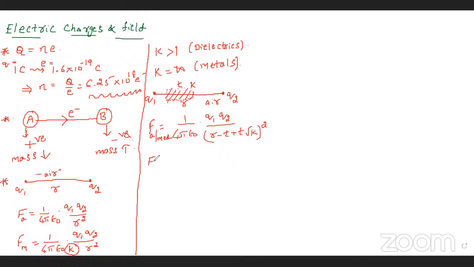Also please remember, if you want to find the force vector, the force acting on the first charge due to the second charge, it is given by 1 by 4 pi epsilon naught into Q1 Q2 by R squared into R cap, where the unit vector acts from the second charge to the first charge. So this is in vector form. The force acting on the first charge due to the second charge is equal and opposite to the force acting on the second charge due to the first charge. So F12 vector is equal to minus F21 vector.